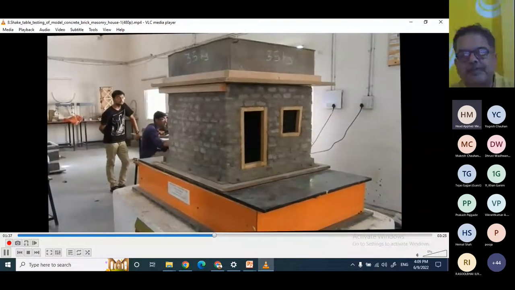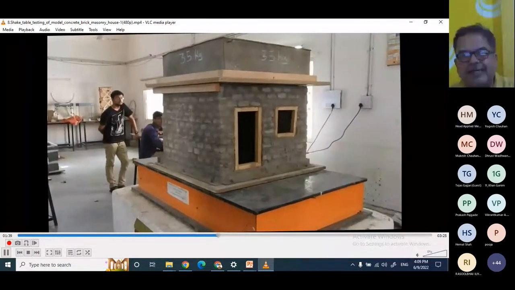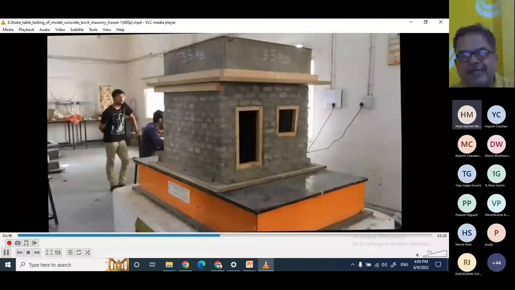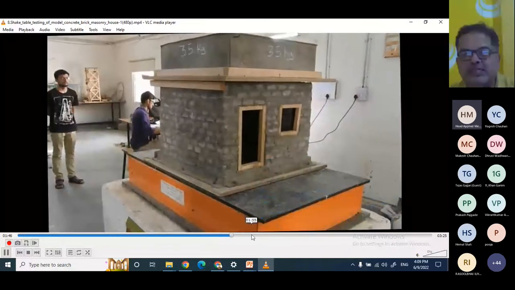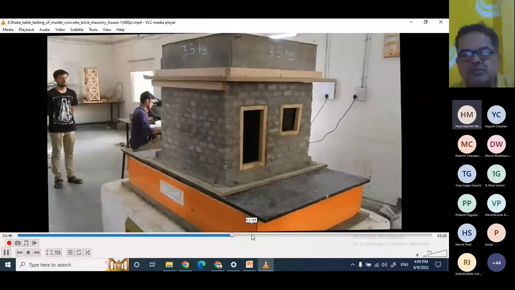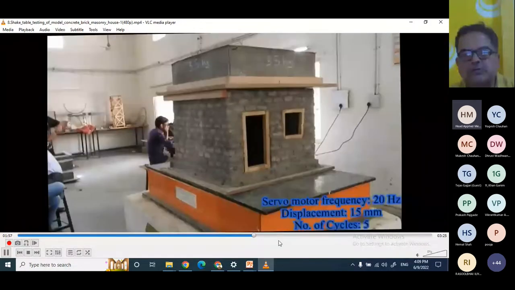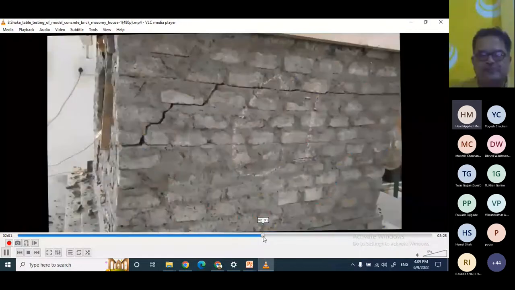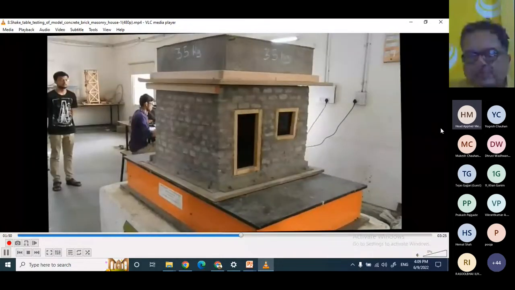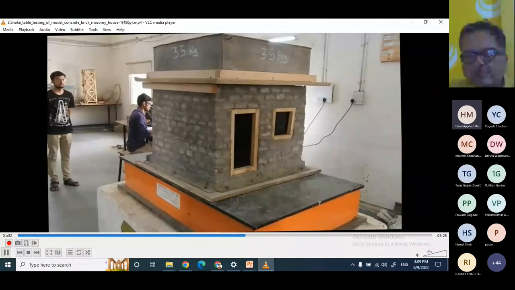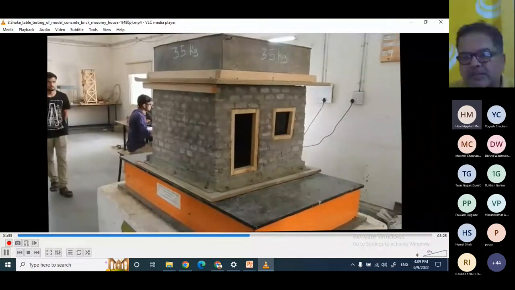With this shake table, you can apply random motion also. Right now, harmonic motion is applied because we want to build up the response of this structure. You are increasing the frequency.